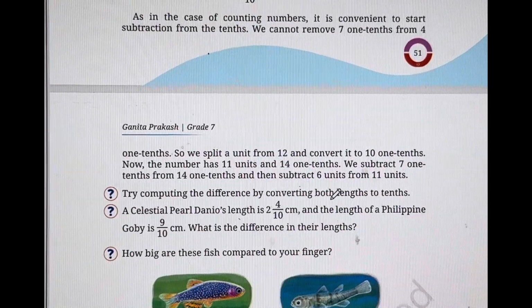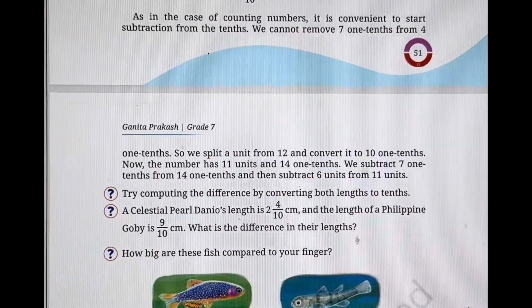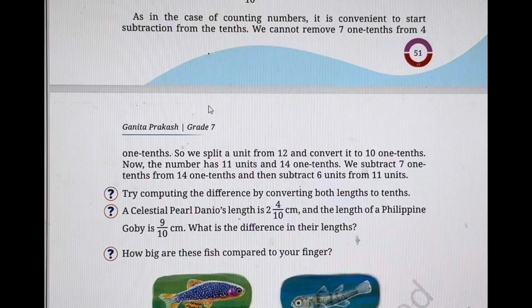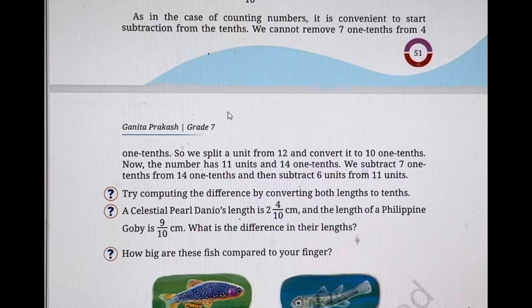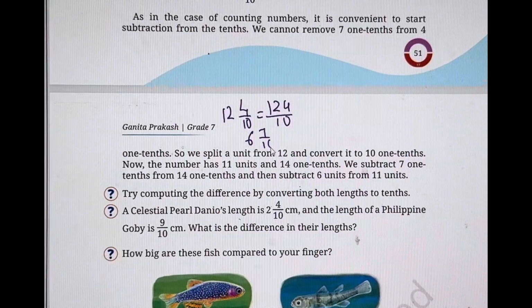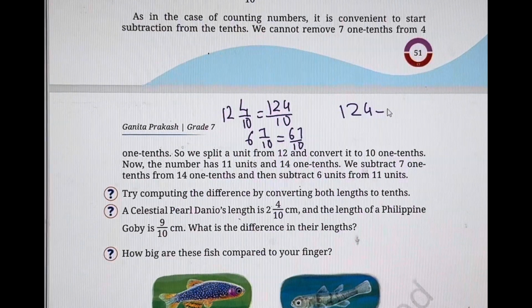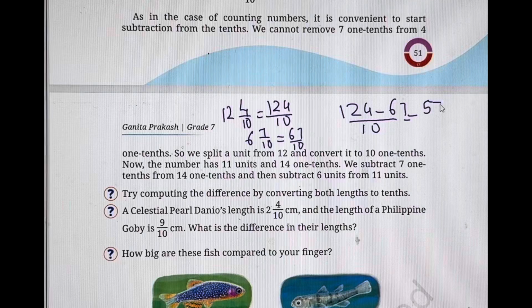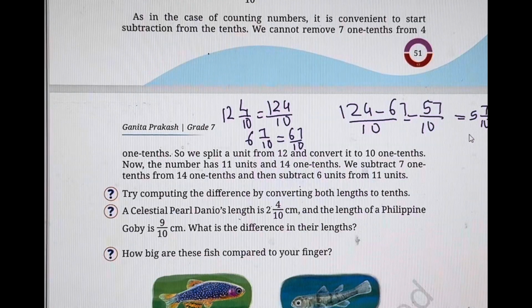Now try computing the difference by converting both the lengths to tens. So what we can do over here is, like the question is 12 whole 4 upon 10. So that becomes 12 tens are 120 plus 4, 124 upon 10. And the other number is 6 whole 7 upon 10, which becomes 67 upon 10. Now if we subtract directly, so 124 minus 67 upon 10 will give you 57 upon 10, that is equal to 5 whole 7 upon 10. Right? This is the third way which we can use to find out the difference.